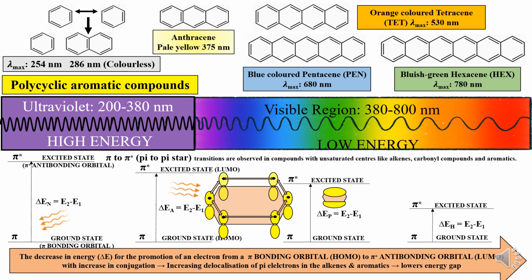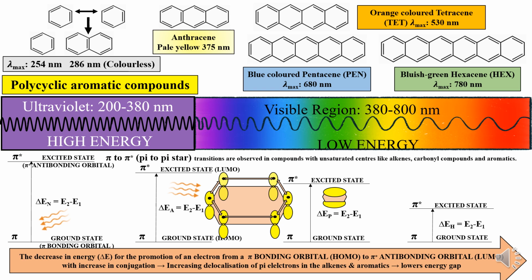Polycyclic aromatic compounds like anthracene, tetracene, pentacene, and hexacene exhibit extended conjugation. So there is increased conjugation in anthracene, tetracene, pentacene, and hexacene. As a result of extended conjugation, there is an increase in delocalization of pi electrons, and this lowers the energy gap between the ground state and the excited state. And as the energy gap is lowered, these compounds absorb in the low energy visible region.